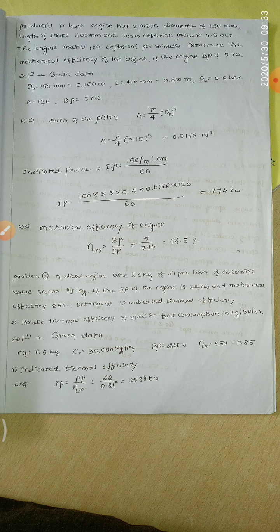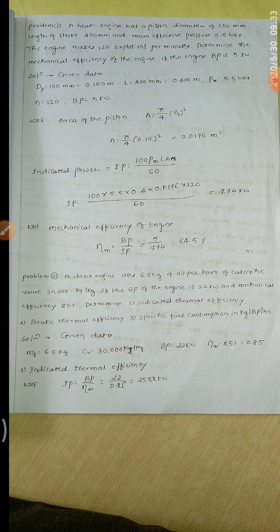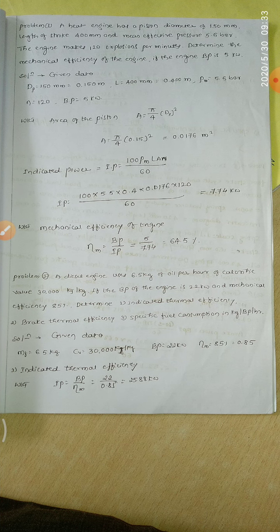Today we are going to discuss problems on IC engine and performance of IC engine. This is the first problem. We are going to solve this one now. A heat engine has a piston diameter of 150 mm, length of stroke 400 mm, and mean effective pressure 5.5 bar. The engine makes 120 explosions per minute. Determine the mechanical efficiency of the engine if the engine BP is 5 kilowatt.